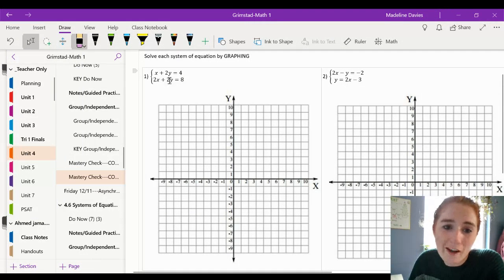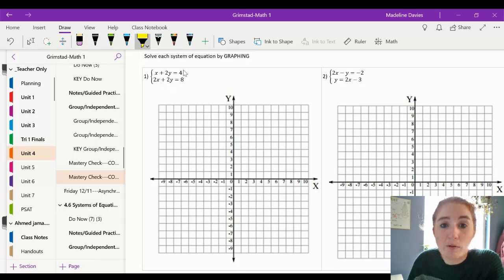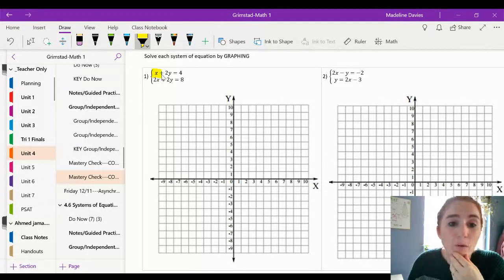So we have number one, x plus 2y equals 4, and we have 2x plus 2y equals 8. Remember, these are married, that's why they're a system, and that means they go on the same graph. So let's look at this first one. We have x plus 2y equals 4.